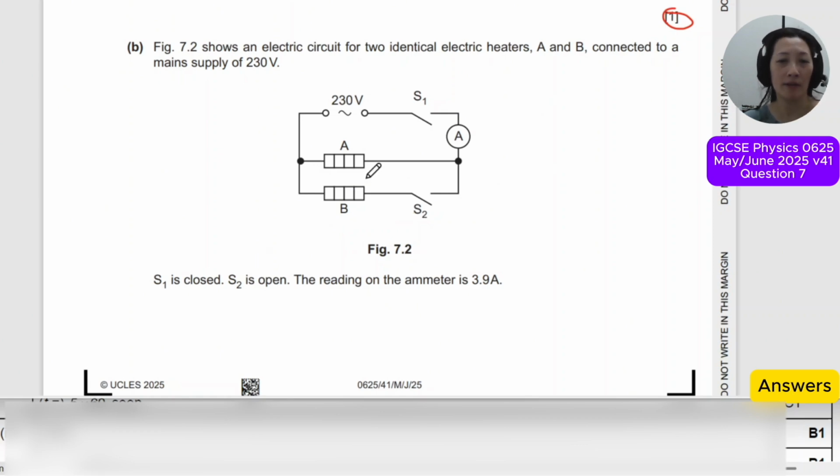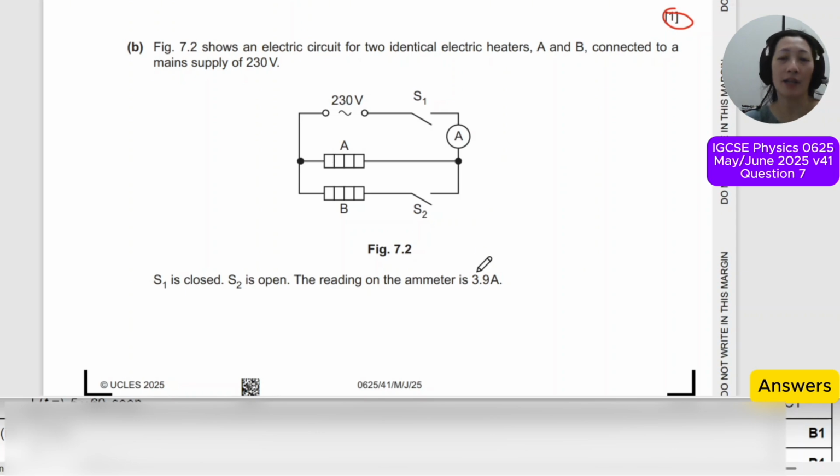First of all, we already know that the current that's flowing through heater A is 3.9 ampere. So even if you add another heater in parallel, the current flowing through the heater will still be 3.9 ampere. Why? Because in the first place, when S2 is open, we have a complete circuit, and the question already told us the ammeter reading is 3.9 ampere. Even if you add another component in parallel, that doesn't change the potential difference across A, meaning that the current reading will still be the same. So even if we switch on S2, the current flowing through A will still be 3.9 ampere.